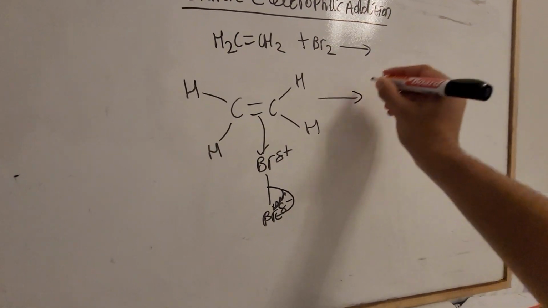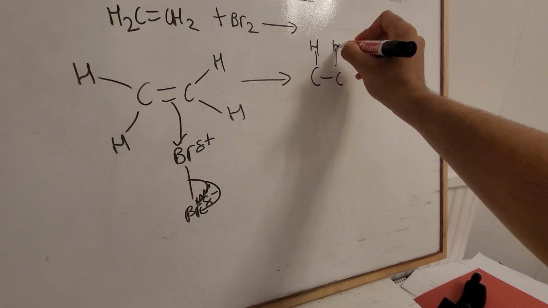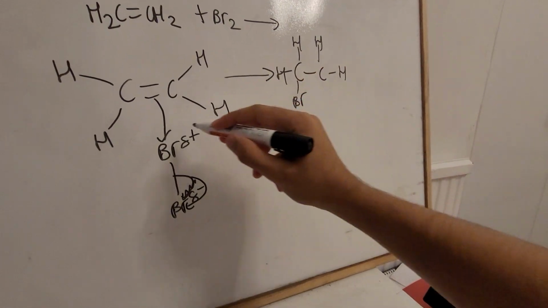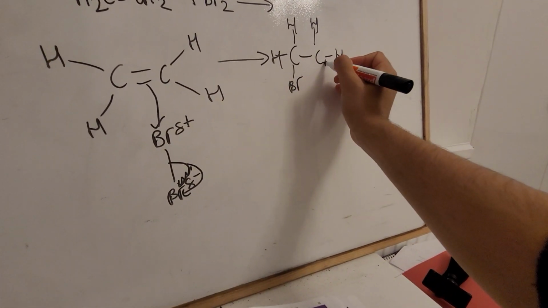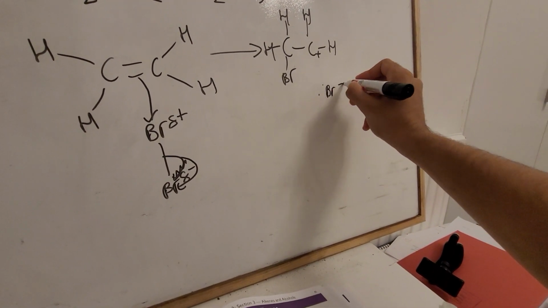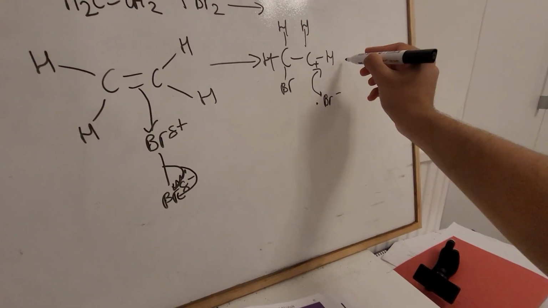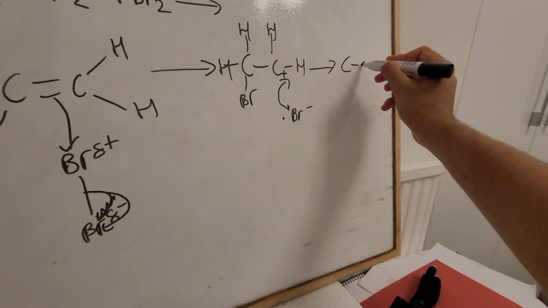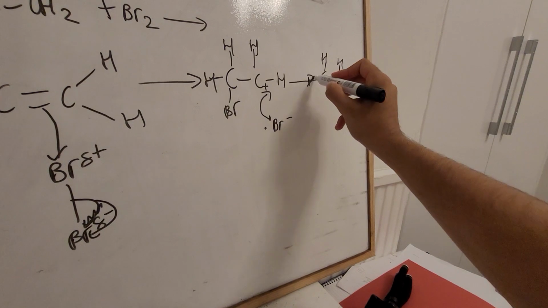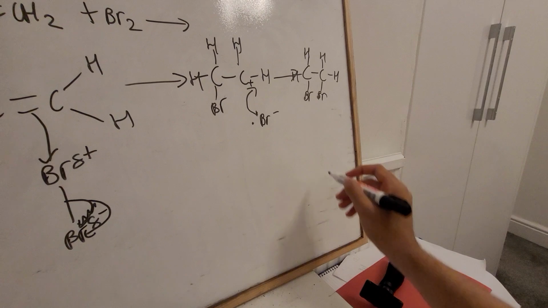Perfect. So now you're left with C-C, H, Br, H. And obviously now the carbon is going to be positive. And you've got the bromine negative with the lone pairs of electrons, and it's going to go to that positive carbon. And therefore you're going to get Br. And what is this called?